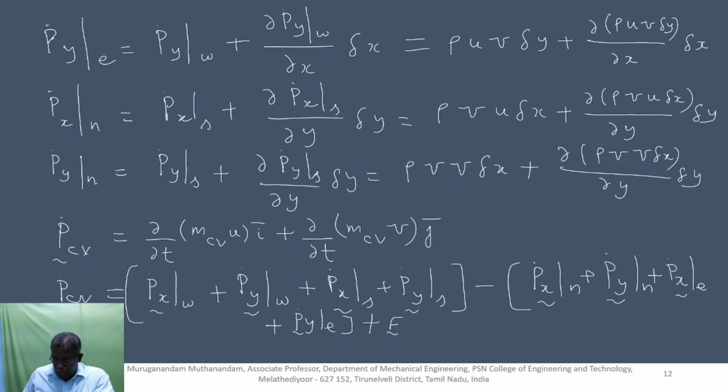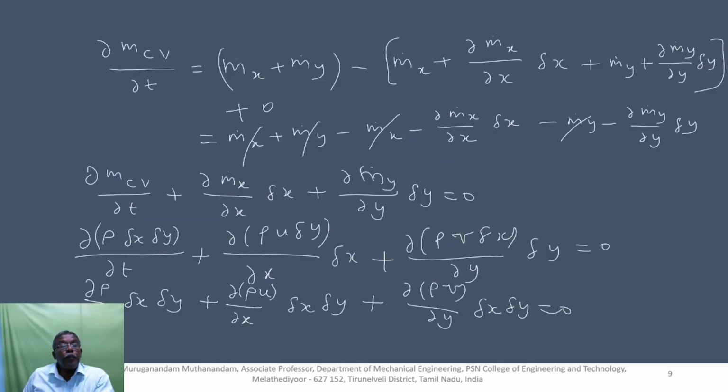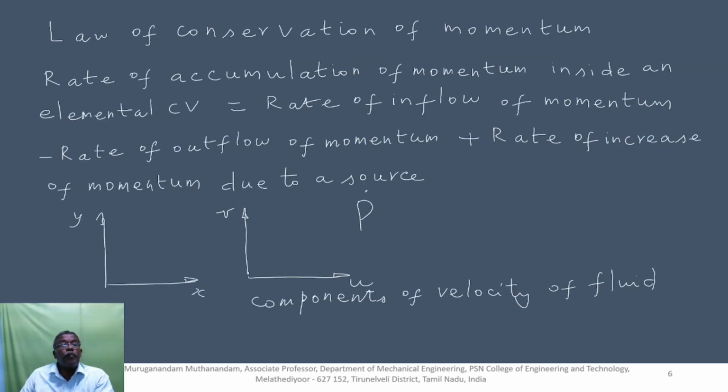Now, as per the momentum conservation law, we have the rate of accumulation of momentum inside a control volume, which is P dot CV. The rate of inflow of momentum is through the west side and south side. The rate of outflow of momentum is through the north side and east side. We have written these using first order Taylor series expansion and the corresponding inflow momentum rates. Plus the rate of increase of momentum due to a source, that is, due to a force which acts on the control volume.